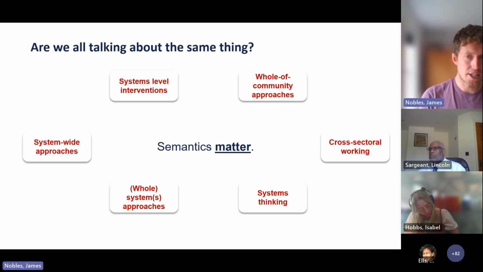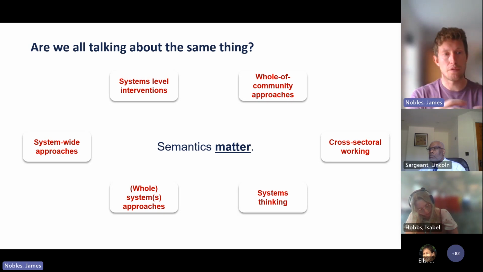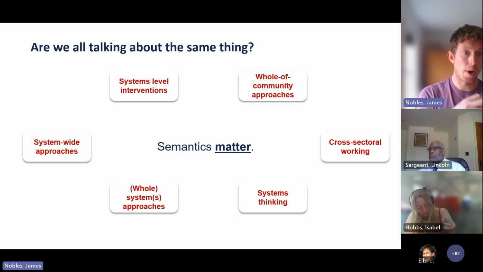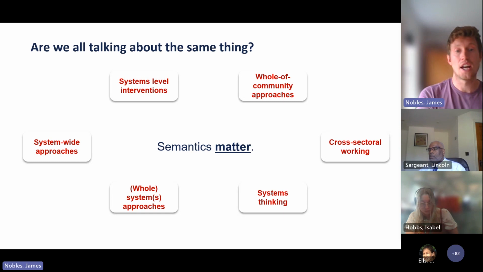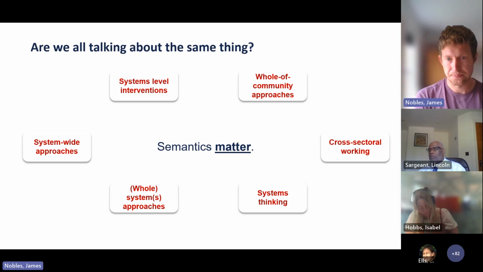And they don't all necessarily mean the same thing. So quite often we might be at odds when talking about systems approaches. For example, systems thinking could be seen as a way of viewing a problem or a way of working. Cross-sectoral working might mean working with different partners from different sectors rather than in silos, but you don't necessarily have to use something like systems thinking in order to work cross-sectorally.